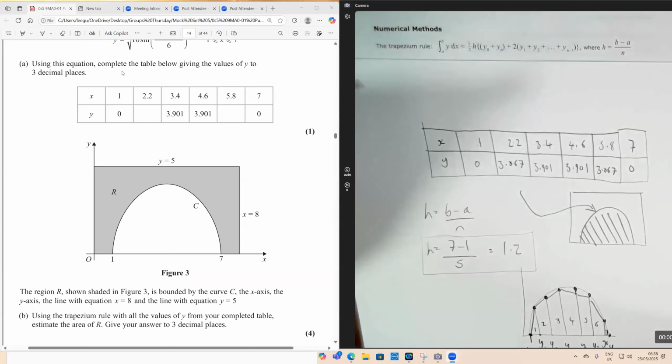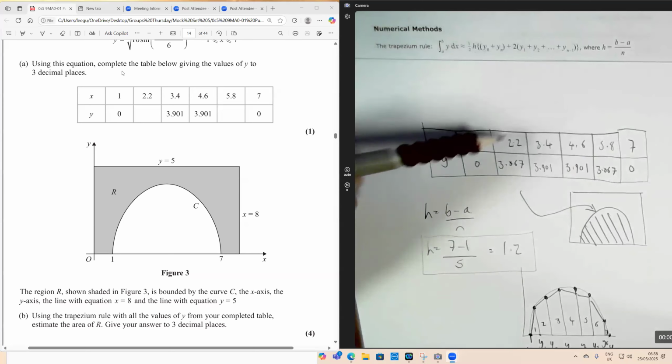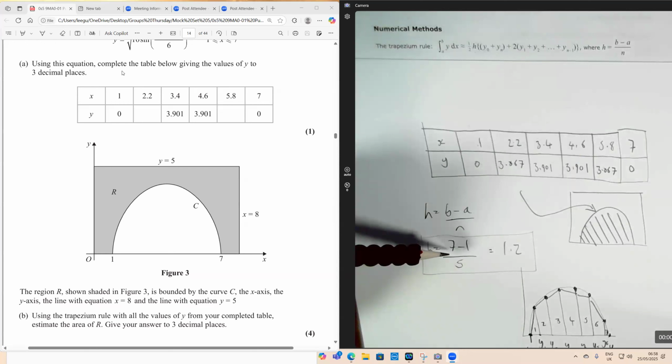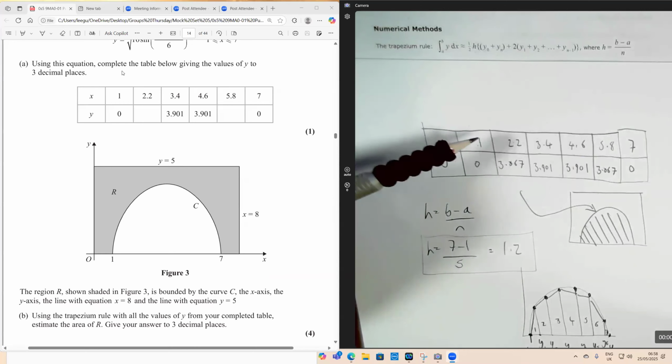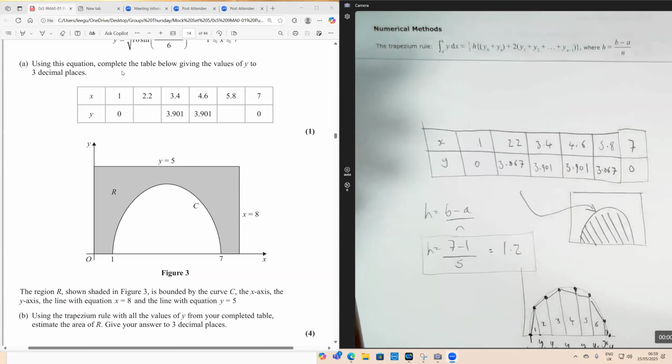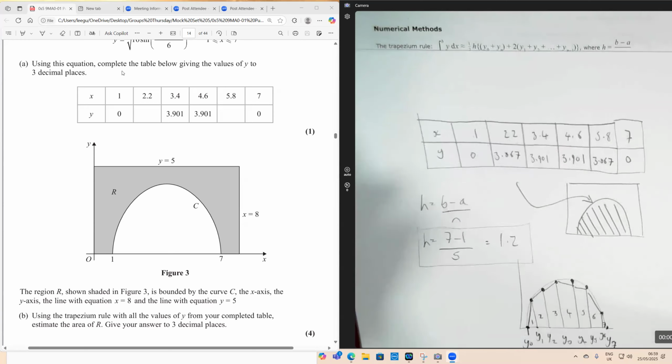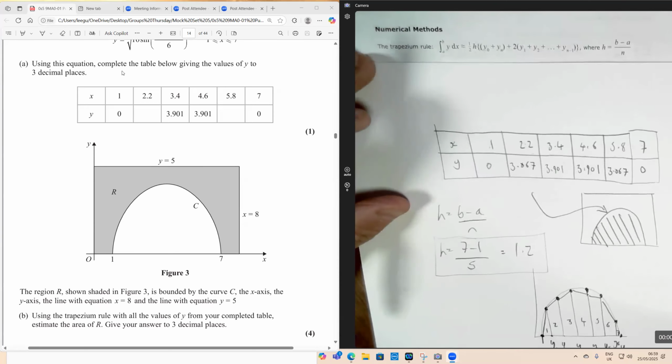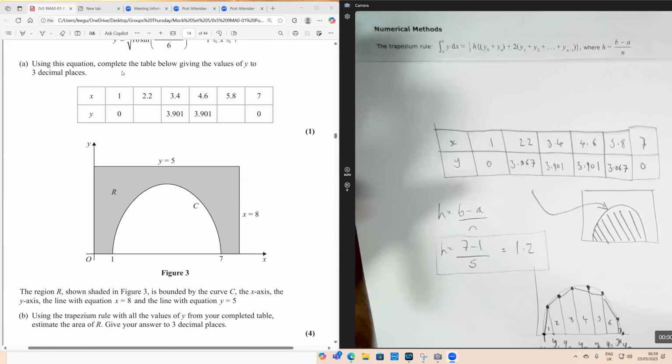So I would be inclined to do it both ways and use that as a check, because it's always nice for the examiner to see that you've got that working out there. Okay, but you can see it's going up in 1.1s, 1.2s for the table. So that's our h calculated. And now it's just a question of popping all of the figures into the trapezium rule.